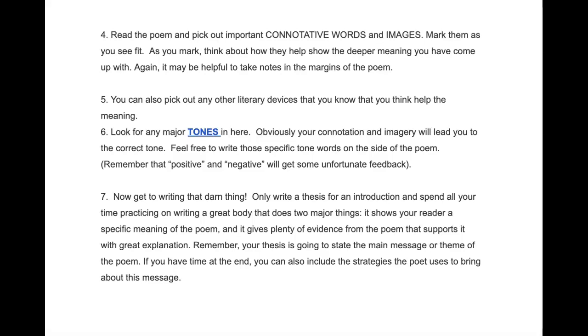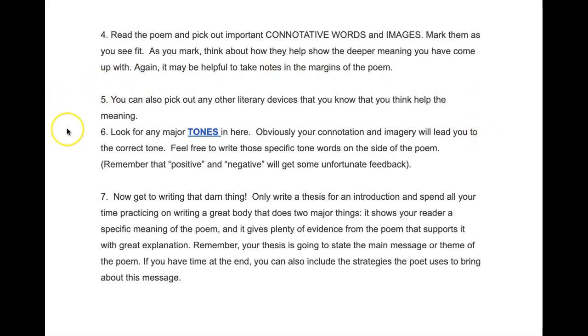Now, the next thing you were supposed to do is pick out important connotative words and images. You were supposed to mark them as you see fit, and then try to make notes about how they contributed to the deeper meaning that you came up with. Once you mark the connotative words and images, again, make some notes on those. You can also pick out any other literary devices you see. And then from there, look for any major tones.